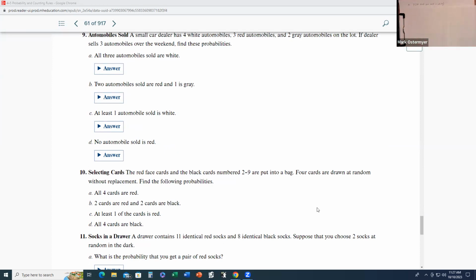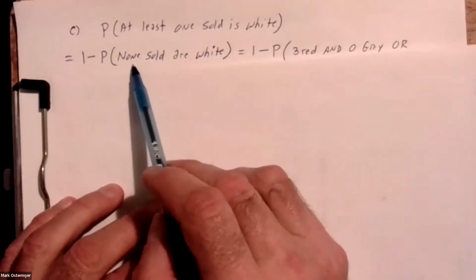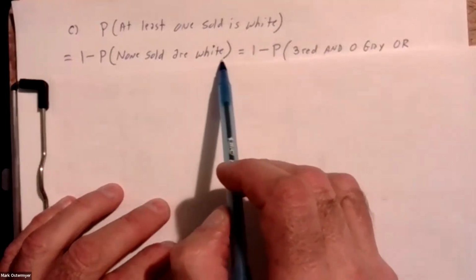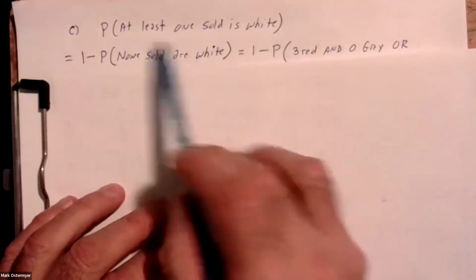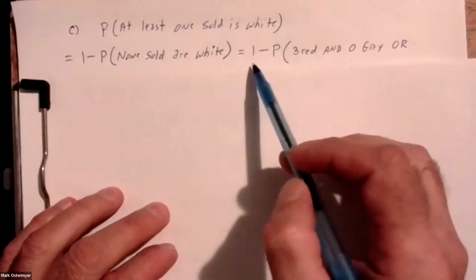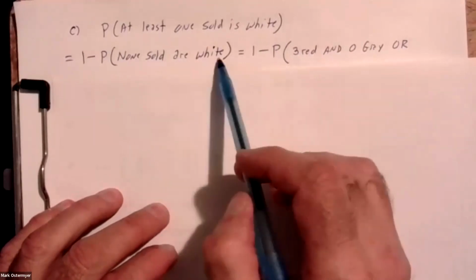So what's the probability of selling at least 1 white automobile? The probability of selling at least 1 white automobile is equal to 1 minus the probability of the complementary event that none of the automobiles sold is white. So we have to figure this probability out, which is really equal to our original probability. So that's going to be 1 minus. Now, what's the probability of selling no white automobiles?